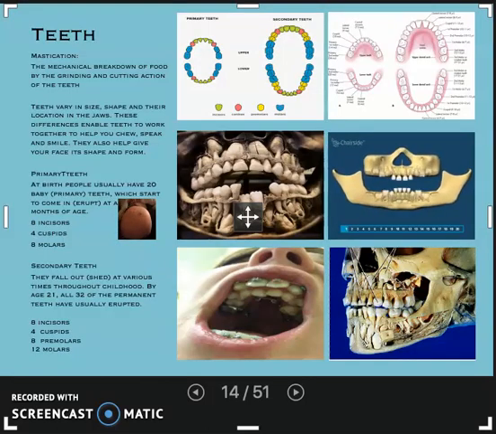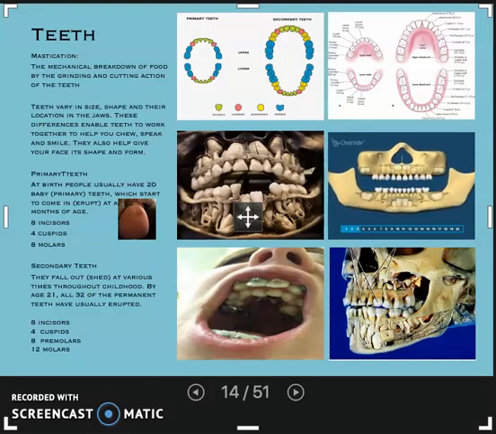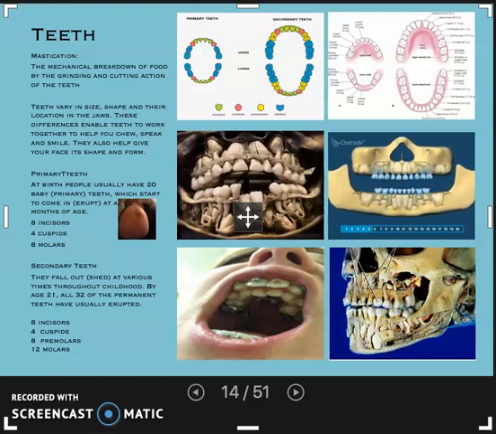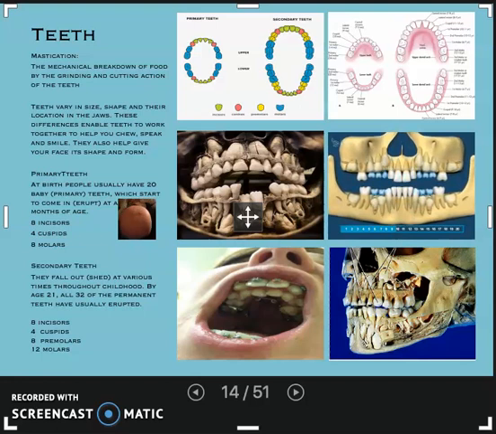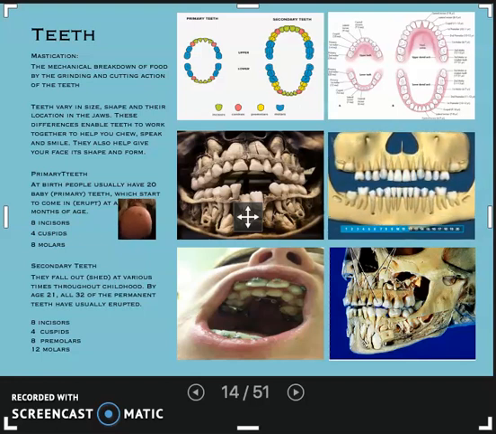Next are teeth. So this mastication is accomplished by the teeth. They vary in size and shape and location. And we've got 4 different types: incisors, cuspids, molars, and premolars in the adult teeth. So we have 2 waves of teeth that come through, the primary and secondary teeth.